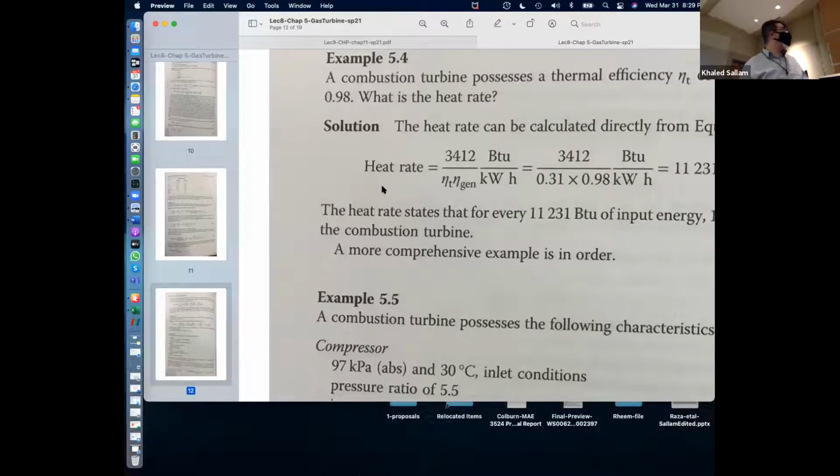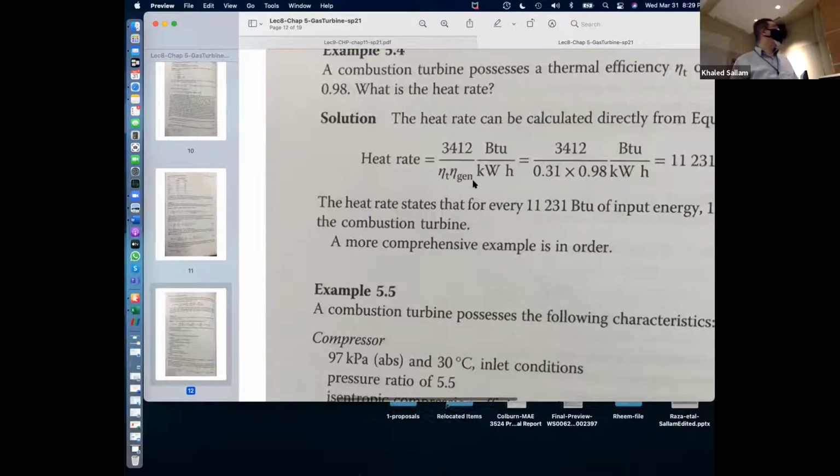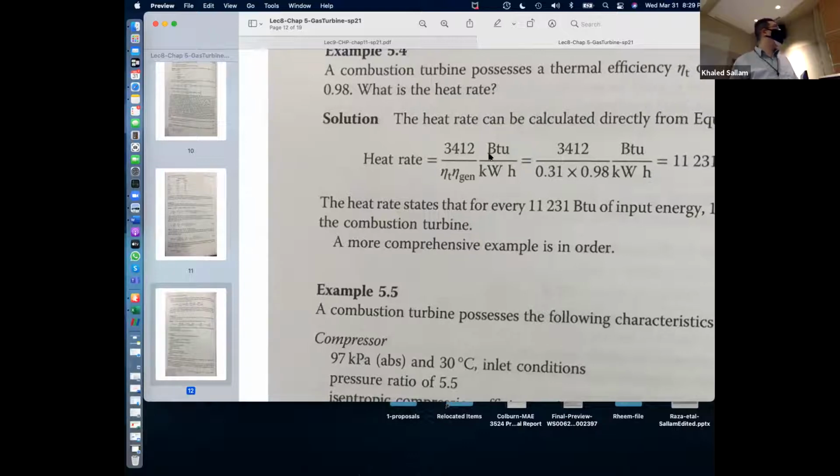So now, why 3,412? Because 1 kilowatt hour is 3,412 BTU. The efficiency is dimensionless, but the heat rate, rather than saying this much BTU per this much BTU, or how many joules of natural gas divided by how many joules of work, they can do that. But they rather have it in BTU per kilowatt hour. Why? Because in America, we pay for natural gas in BTU. The bill comes in BTU. You use this much BTU this month.